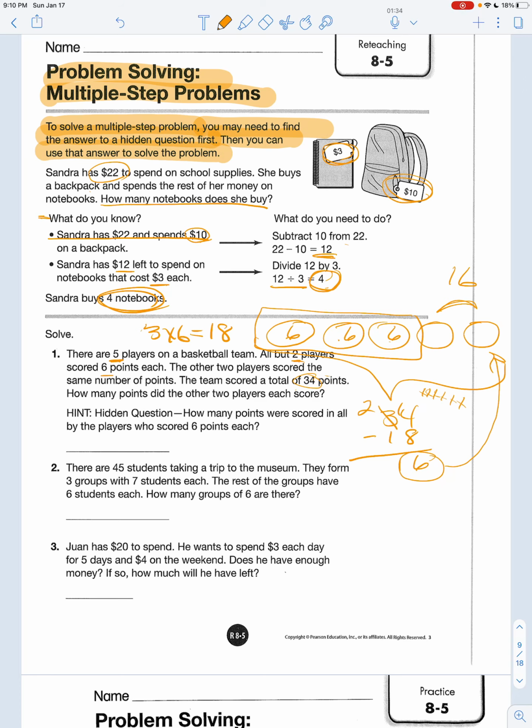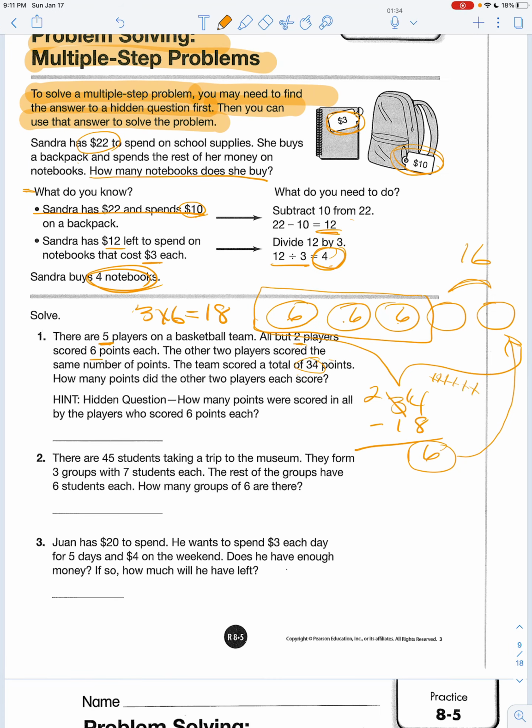And it gave us a hint. It said the other 2 players scored the same number of points. If it was 16, what am I going to divide it by to make it be the same number? Well, I have two groups, so let's do that. 16 divided by two groups. What number would that be?